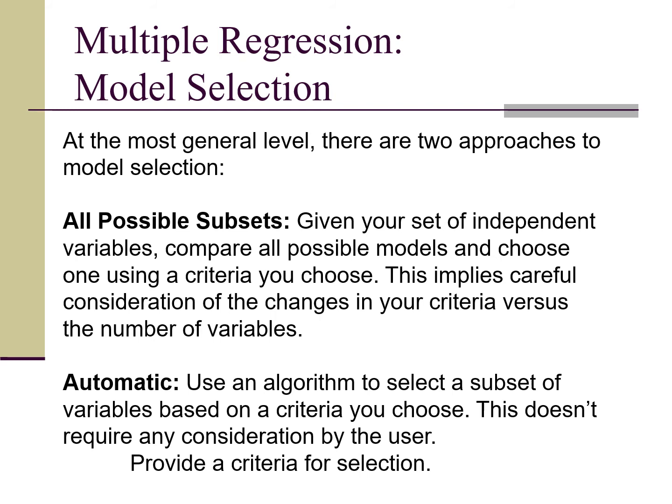And then looking at the change in how well the model does, a goodness of fit index. Alternatively, you can use an automatic rule or algorithm to select a subset of variables based on a criteria you choose. And that doesn't require any consideration by the user. You just have to provide a criteria for doing the selection.